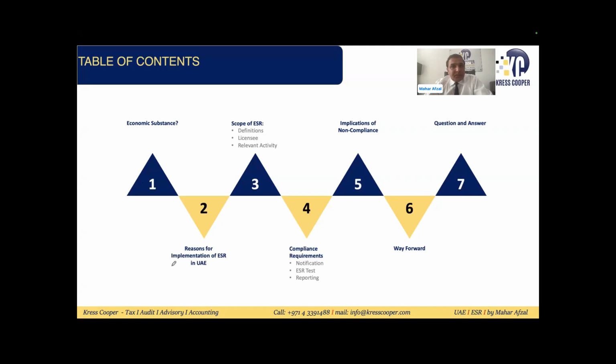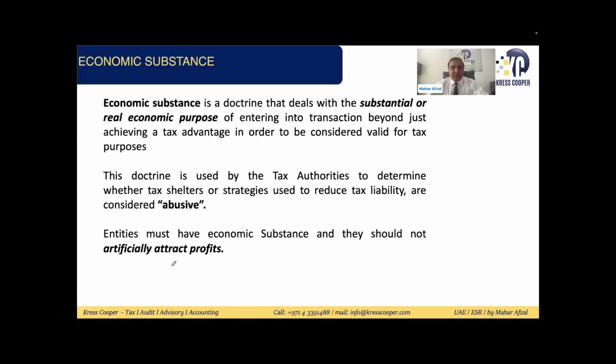So our table of contents, whatever we are discussing today, we are discussing economic substance. What is economic substance? What was the reason for the implementation of economic substance? We're discussing the scope of economic substance regulation. In the scope, we'll discuss definition, licensee, and relevant activity. We'll see compliance requirements, specifically notification, ESR test, and reporting requirement. We'll go through implications of non-compliance and the way forward. At the end, we will have a question and answer session.